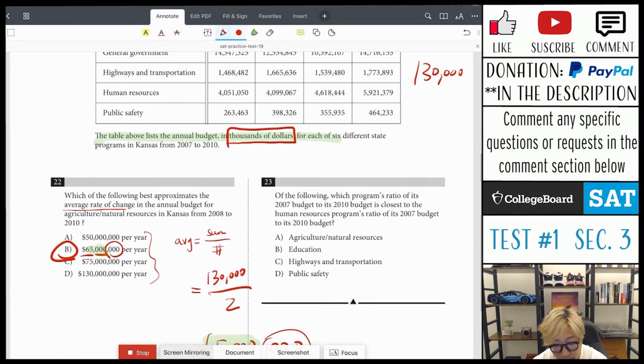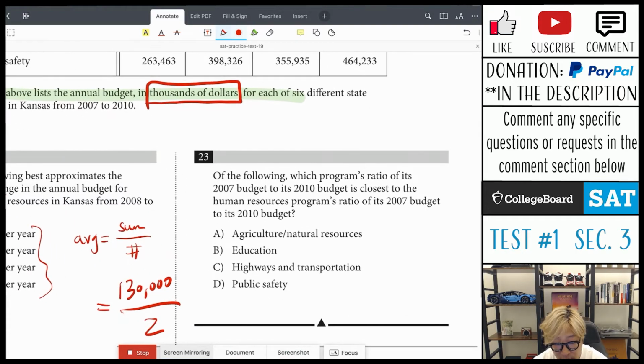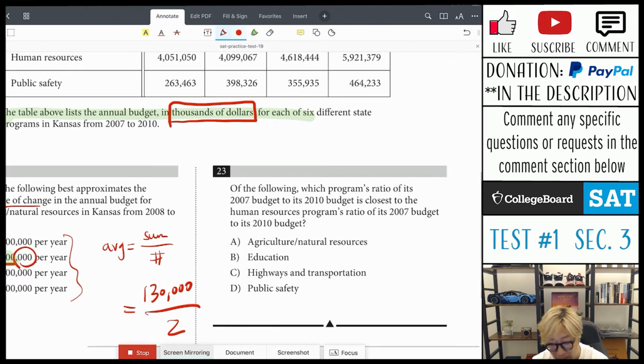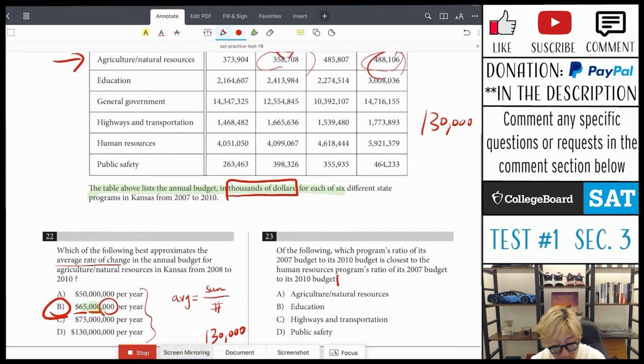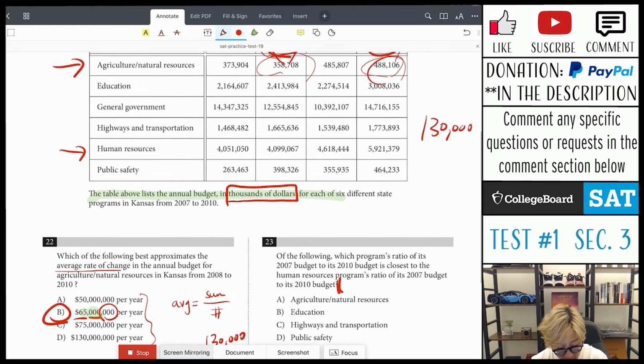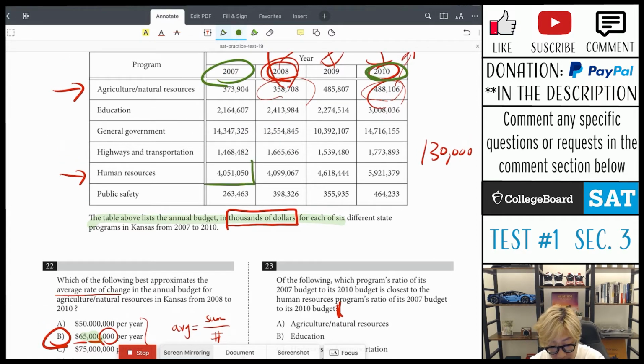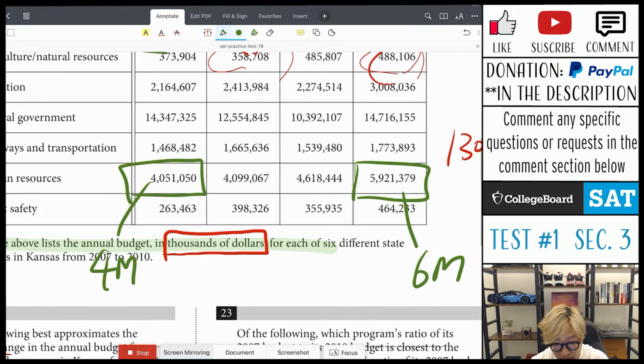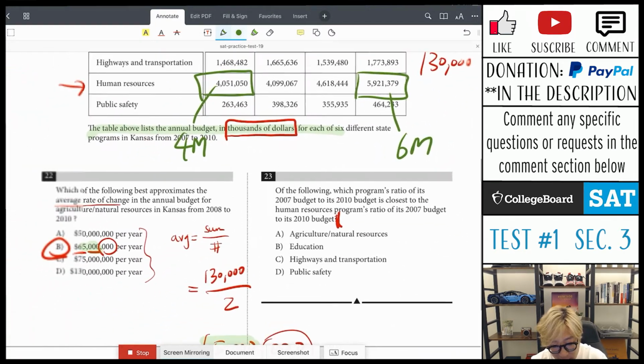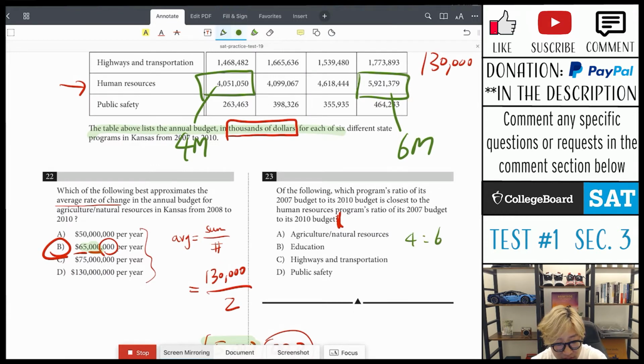Moving on. Number 23. Of the following, which program's ratio of its 2007 budget to 2010 budget is close to the human resource program ratio of 2007 to 2010 budget? Okay, so here we go. Let's go to human resources. They said 2007 to 2010, so it's going to be this and this. So, that to that. Once again, just call that 4 million. Call that 6 million. I hope everybody knows how to count millions. So, for human resources, 2007 to 2010, it's like a 4 to 6 ratio, aka reduce it to 2 to 3 ratio. So basically, I just want a 2 to 3 ratio for 2007 to 2010.